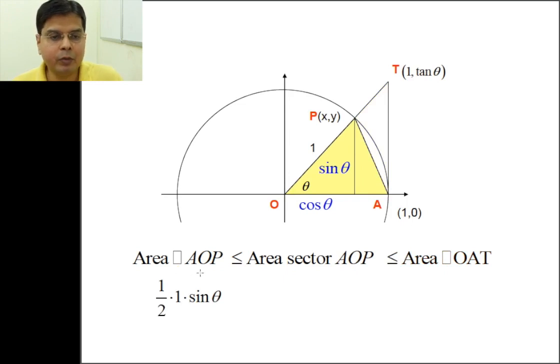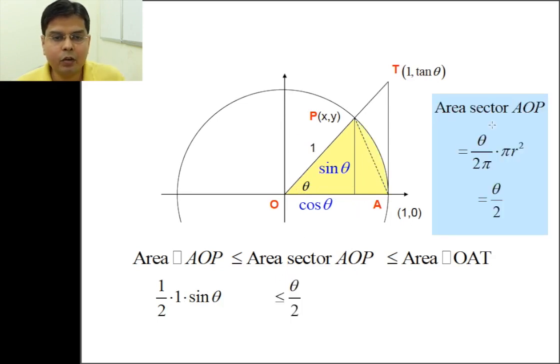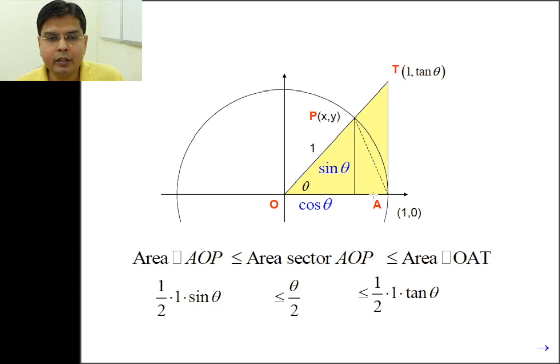So what is happening? What is the area of triangle AOP? Using the formula half BC sin theta, this radius is 1, this is also 1, and the angle is theta, so it is half times 1 times sin theta. This is less than the area of this sector. What is the area of sector AOP? It is given by theta by 2 pi, that is this angle, into pi r square, the area of the whole circle. So this will become theta by 2.